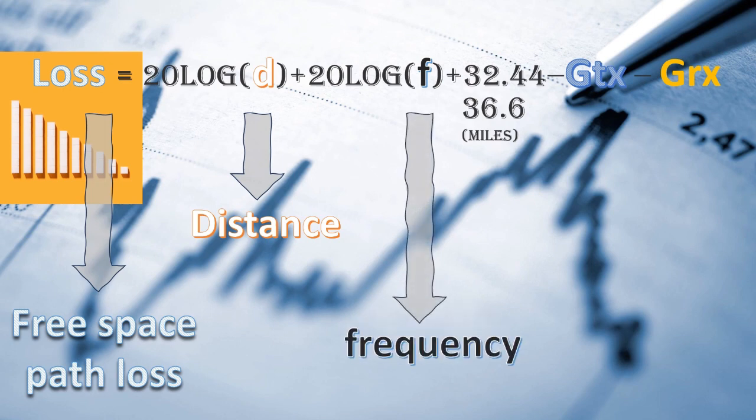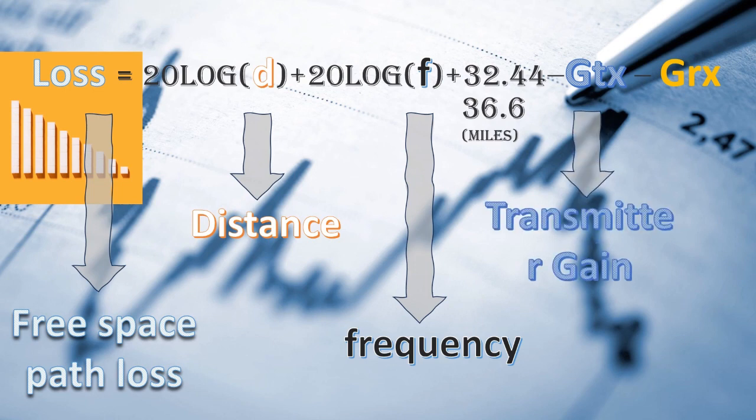And F obviously is the frequency, and I'll show you examples of how we can calculate the FSPL in 2.4 gigahertz and in 5 gigahertz and the difference between them. And the GTX is the transmitter gain, which will help to offset the free space path loss, and also the receiver gain. So the more gain, the more offset for the loss. So the better the gain, the lower the loss. Let's put it this way.